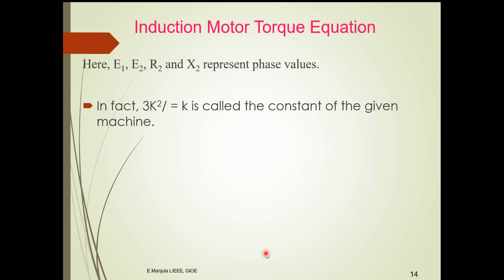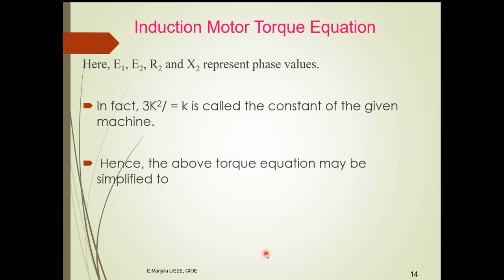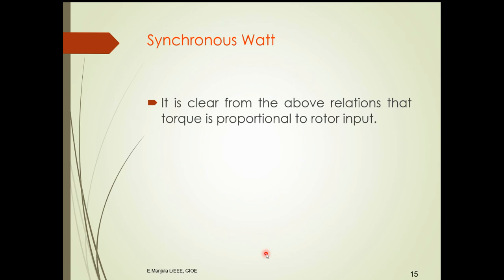In fact, 3 into K square is equal to K, which is called the constant of the given machine. Hence, the above torque equation may be simplified to Tg is equal to K into S E1 square R2 divided by R2 square plus SX2 whole square.